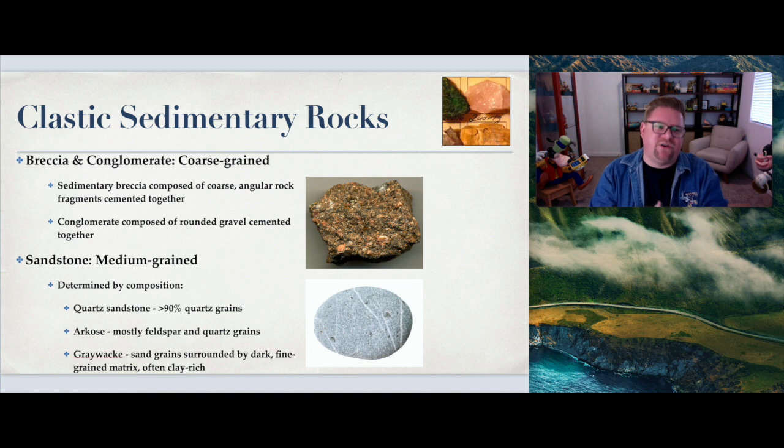As an example, the first one is a breccia or a conglomerate, traditionally more coarse-grained. As you can see, very large. You can see very easily with your naked eye, like the size of an eraser head. Sedimentary breccia is composed of coarse, angular rock fragments that have been glued together. On the other hand, conglomerate is a rock composed of rounded cobbles and gravel that has been cemented together. Same process, but one's angular, one's more rounded.